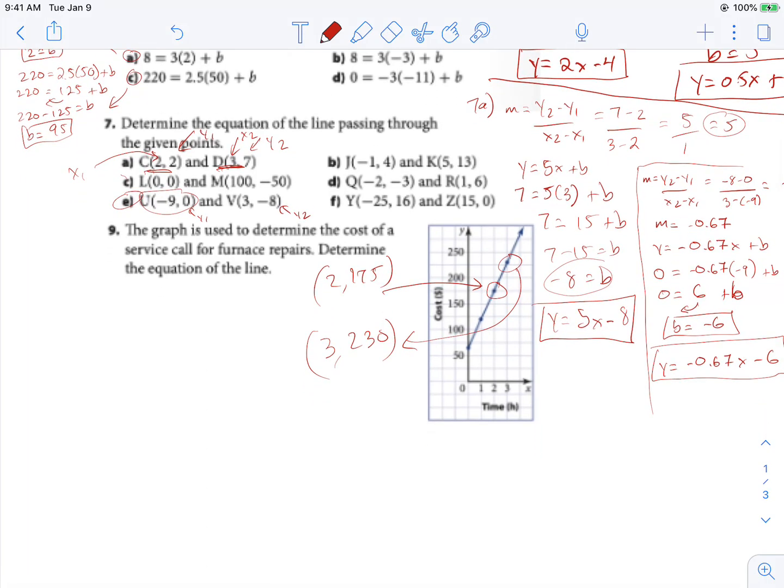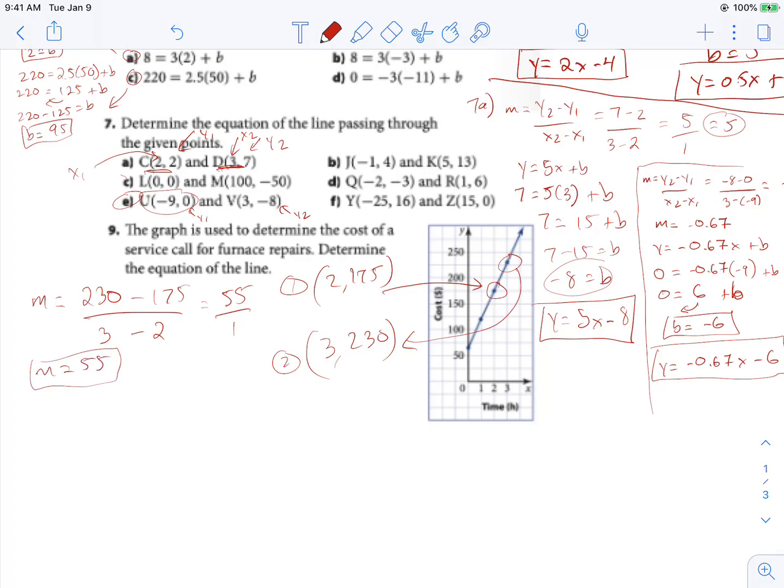We know how to do this now, because the first thing we have to do, we always want to find slope. That is our key here. So we're going to do y2 minus y1. I'll make this one point 2, this one point 1. So y2, that's 230, minus y1, which is 175, divided by x2, which is 3, minus x1, which is 2. And that's going to give me 230 minus 175 is 55 over 1. So my m value is just 55.